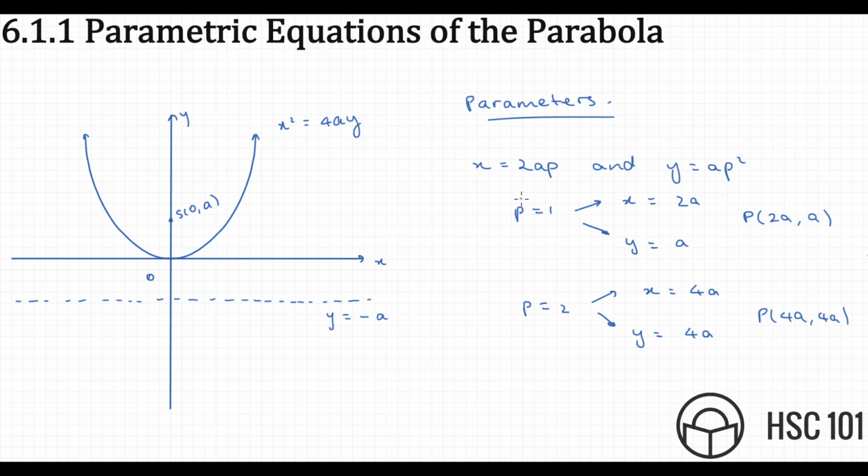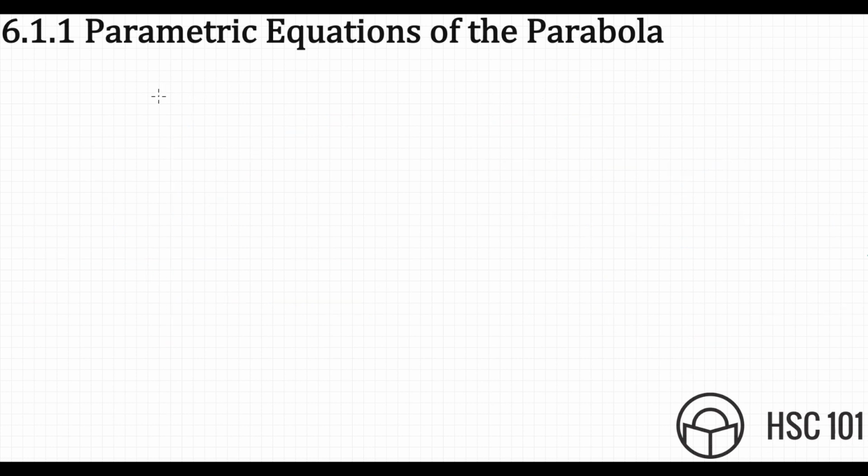Now, how do I know that x equals 2ap and y equals ap squared actually represent the parametric equation of a parabola? Well, if I want to re-express these parametric equations as a Cartesian equation, what we need to do is eliminate the parameter out of both equations.